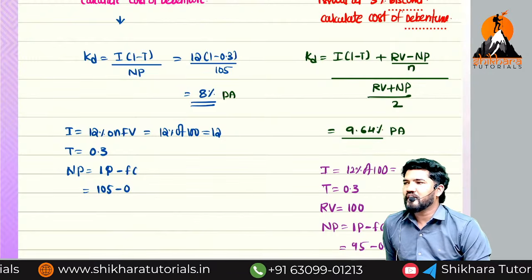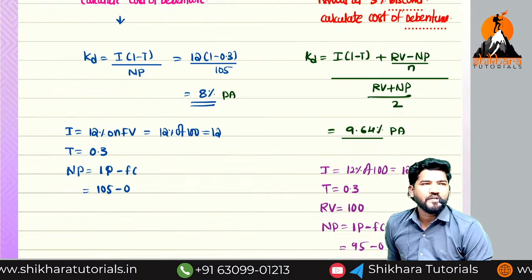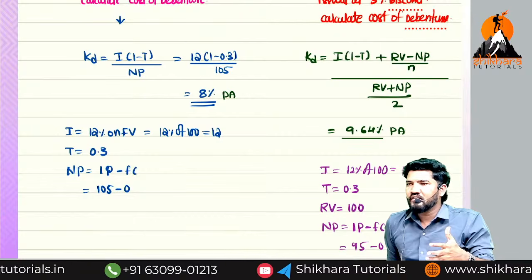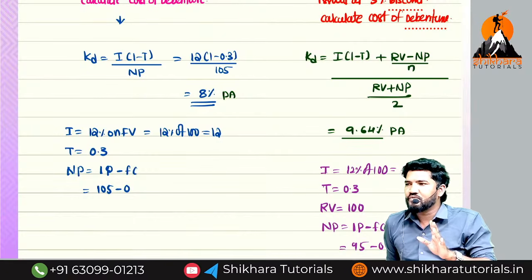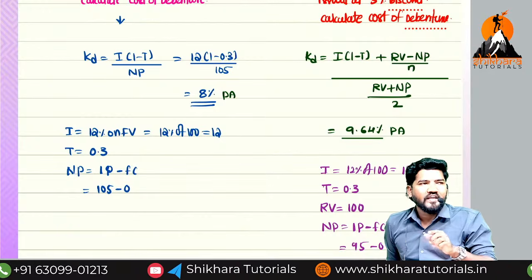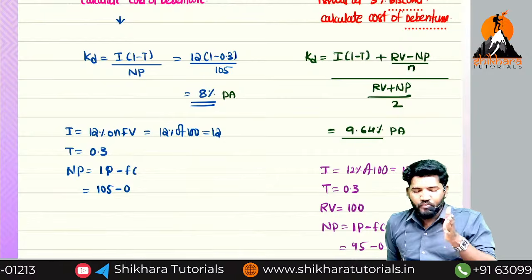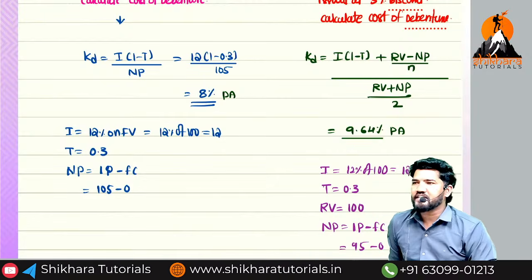Next, we come to the next concept, cost of preference shares. Nothing will change in the presentation, same as this one, but two things will change. What are the two things, anyone? Instead of interest, we put preference dividend. And we do not consider the tax advantage, because preference dividend doesn't have a tax advantage.